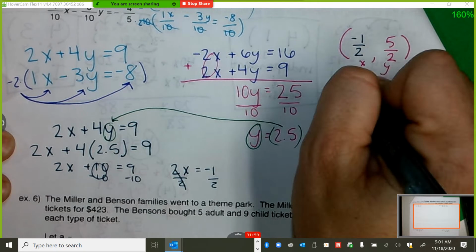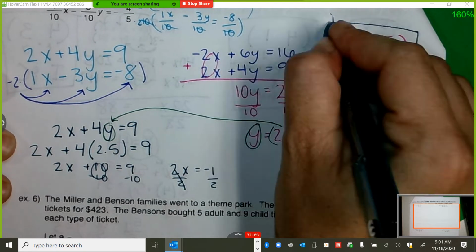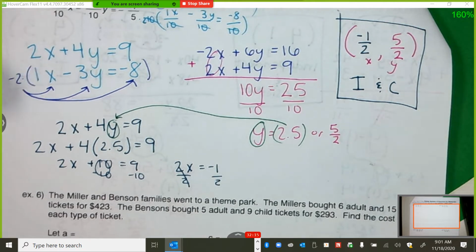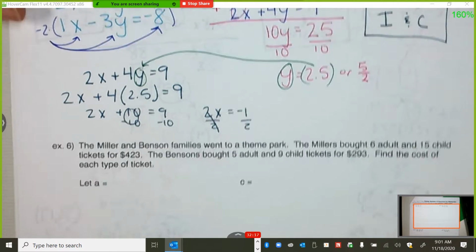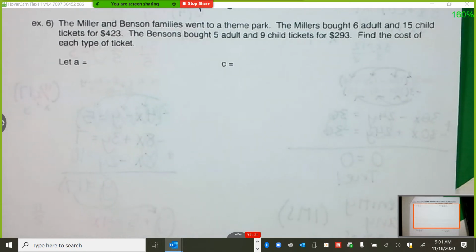This is independent and consistent. One more and then I'm done talking. And I promise you it looks nothing like that one. Okay? It's just a word problem. Your favorite, right? I see the excitement in all of your faces.